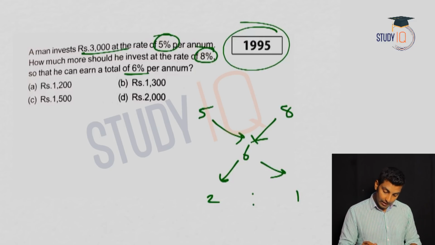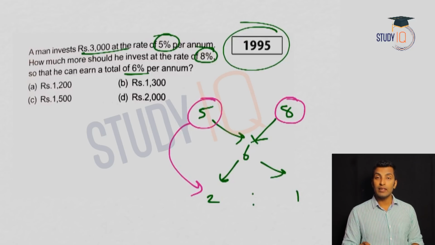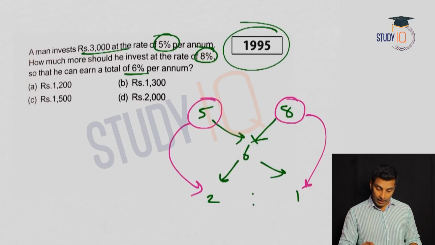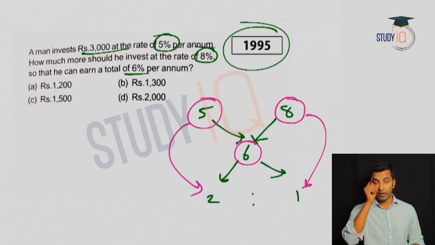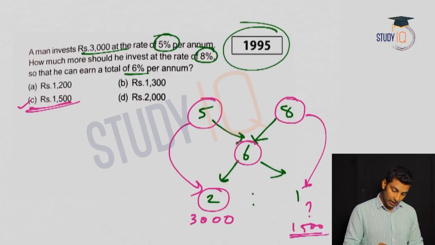So he is investing 2 rupees at 5%, and he has to invest 1 rupee at 8%. Then effectively you will get 6%. Since here it is 3,000, 2 corresponds to 3,000, so 1 corresponds to half of it, that is 1,500. So 1,500 is your answer.